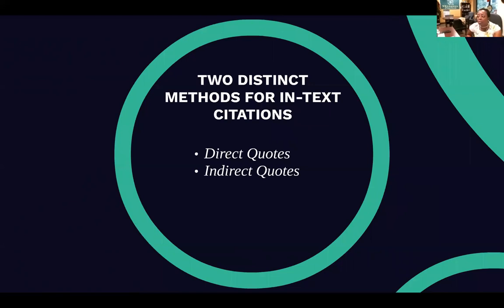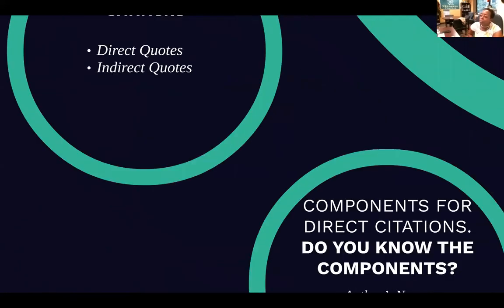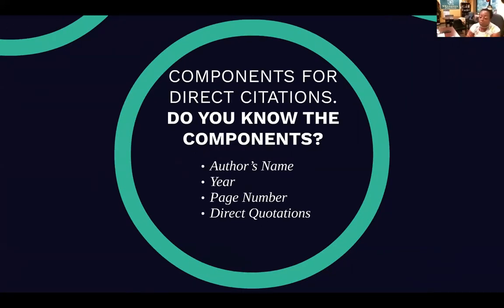There are two distinct methods for in-text citations, and it's simply direct quoting and indirect quoting. I'd first like to ask, do you know what those components are? I think it's important as professors that we are very clear about the components that make up both our direct and indirect. First we'll start with our direct. There are 4 components that should exist when in-text citing directly: the author's name, the year, the page number, and direct quotations. I purposely ask students to write down those 4 components as they are constructing their work, to make sure that they balance the citation by having these components when directly quoting.